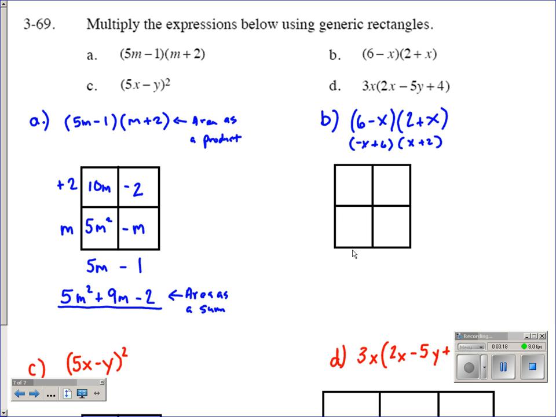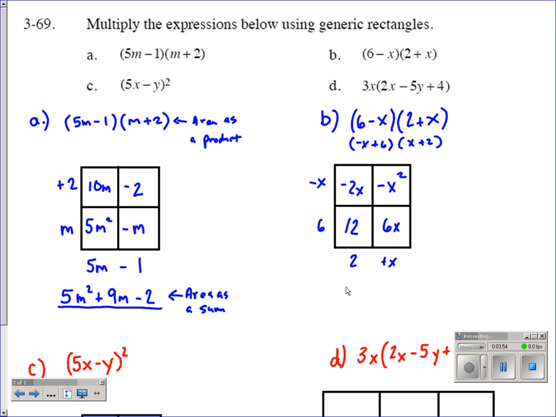I'm going to put my 2 plus x here, and I'm going to put my 6 minus x over here. As long as I multiply correctly, I should still end up with the same answer. So 2 times 6 is going to give me 12. 2 times negative x gives me negative 2x. x times 6, because this is 6, this is x, that gives us 6x. And x times negative x is going to give me a negative x squared.